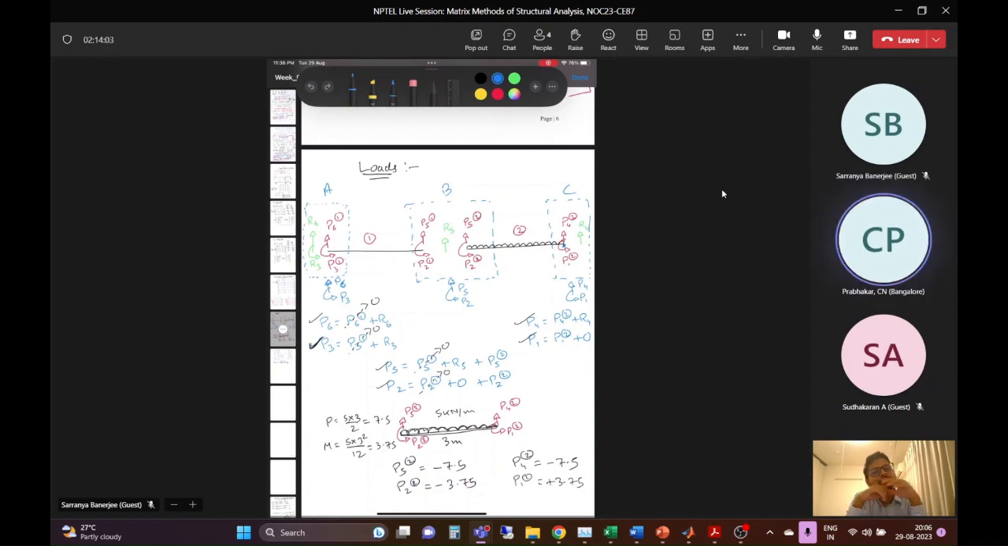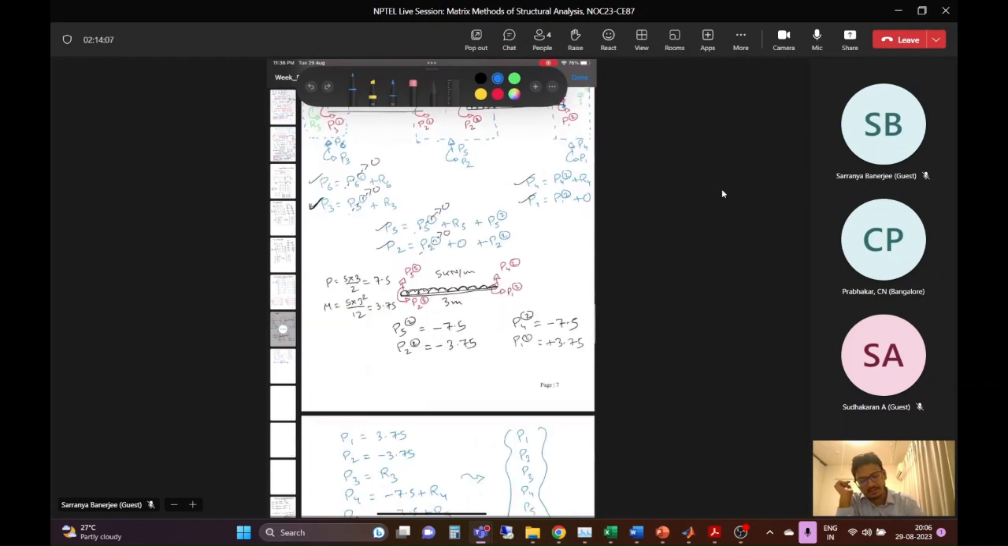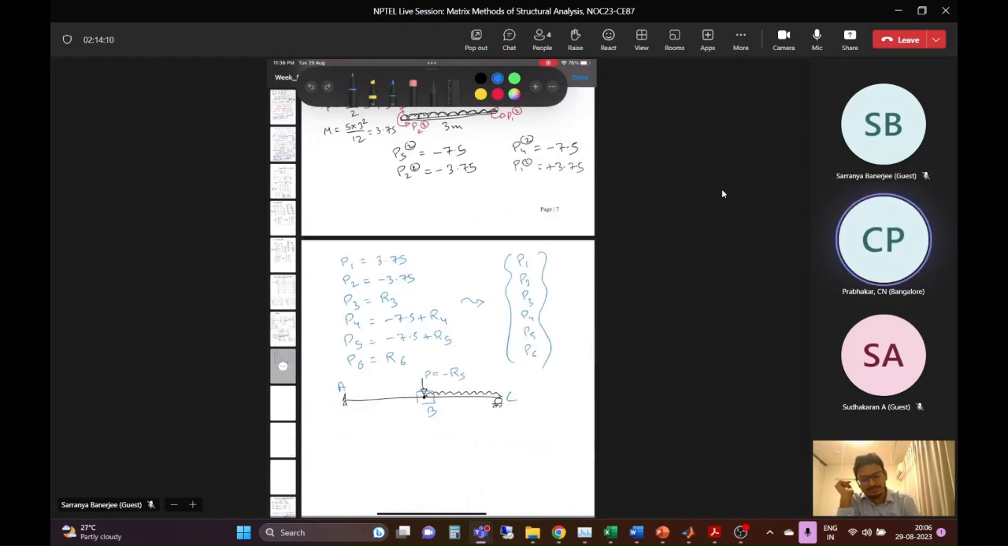Whatever values they have, that is actually this one, right? This value: 3.75, 3.75, 0, minus 7.5, minus 7.5, and 0 in the class lecture. So after finding that known displacement, using that, they again found this P3, P4, P6, and finally they added to this 0, minus 7.5, minus 7.5. The answer is the same. That's the reason I said your answer will be the same.